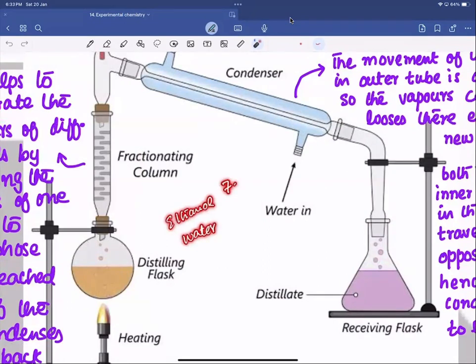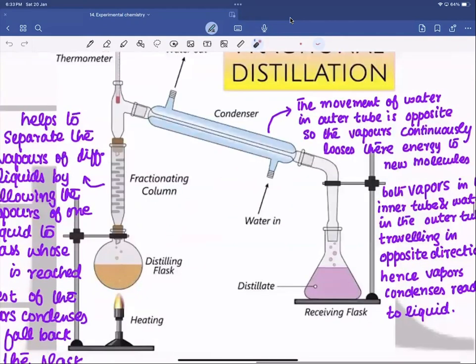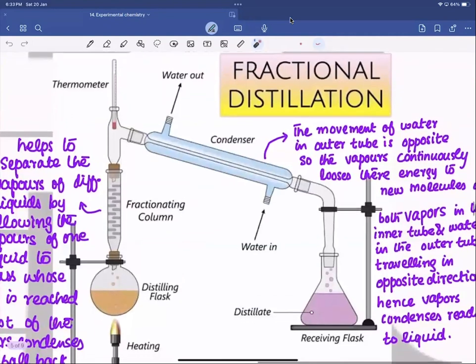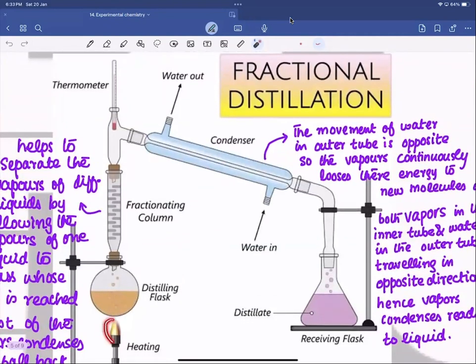The boiling point of ethanol is 78 degrees Celsius and the boiling point of water is 100 degrees Celsius. Right now, we didn't start heating, so the temperature is 25 degrees Celsius. So when we start to heat, as the temperature rises, what will happen? Water evaporates, ethanol evaporates, both reach over here.